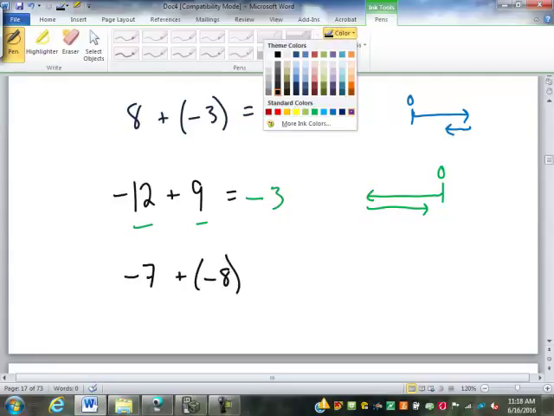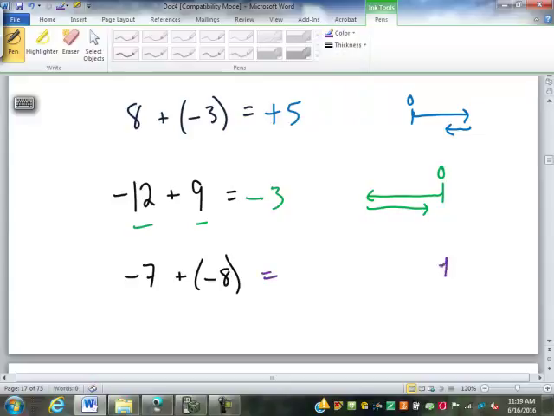So negative 7 plus negative 8. Here's negative 7, negative 8. Same or opposite? Same. So I know my answer has to be negative, and since they both go in the same direction, I'm just adding their absolute values, or adding their lengths. 7 plus 8 is 15.